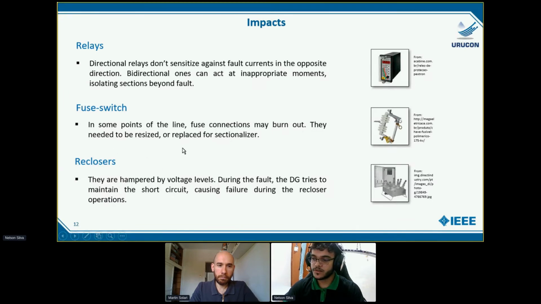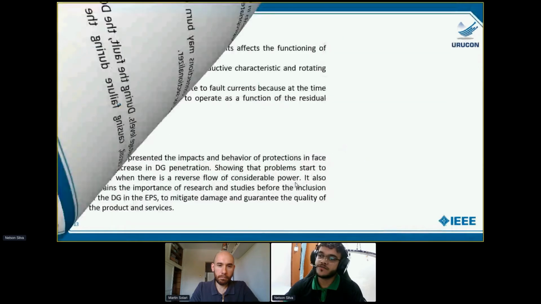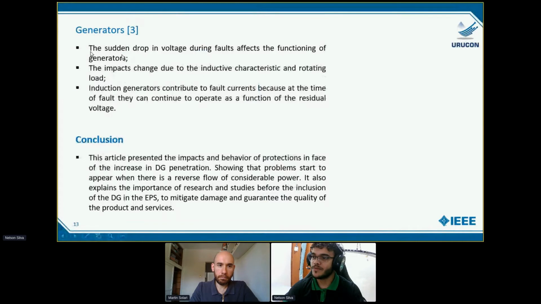The reclosers are very hampered by voltage levels during operation. During the faults, the DG tries to maintain the short circuit, because the DG operates like a source, remember, causing a failure during the recloser operations and turning off the system at inappropriate moments.